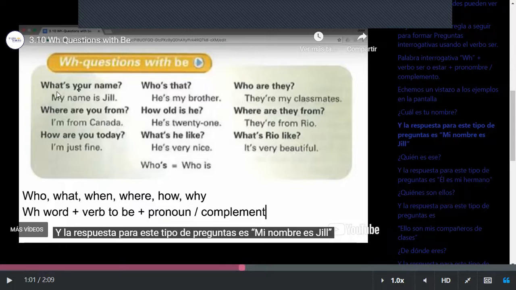¿Quién me puede dar otra pregunta usando what's your? What is your favorite color? Singer. Bueno, singer es persona. Con singer vas a usar who. La WH word sería who. De ahí todo lo demás sería igual. Who is your favorite singer? ¿Puedes repetirlo?